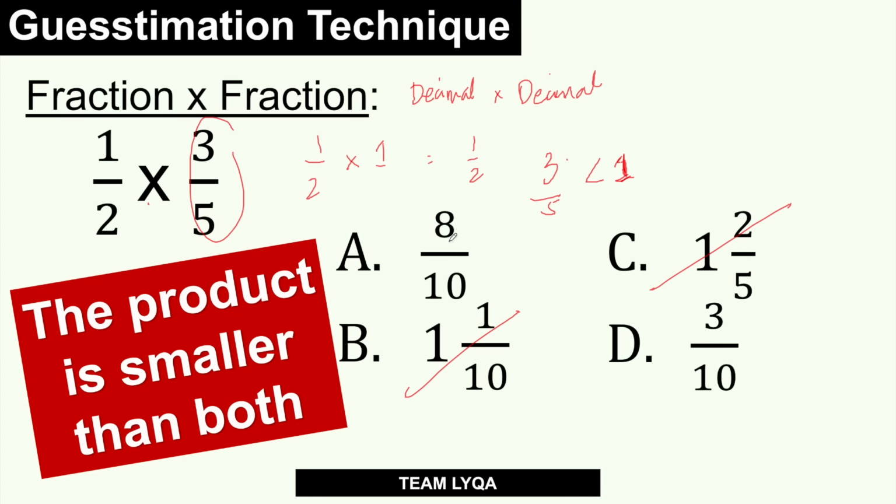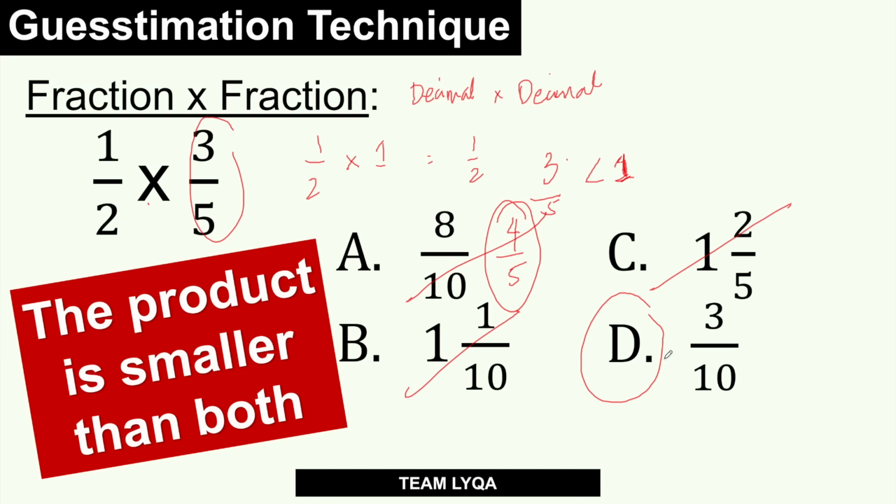Now, the thing with 8 over 10 is, kung gagawin mo siyang over 5, is the smallest terms mo lang siya, that is 4 over 5, right? And 4 over 5 is greater or bigger than 3 over 5. So, ibig sabihin nun, hindi na to pwedeng maging sagot. I can eliminate that. This becomes my answer, 3 over 10, without solving anything.